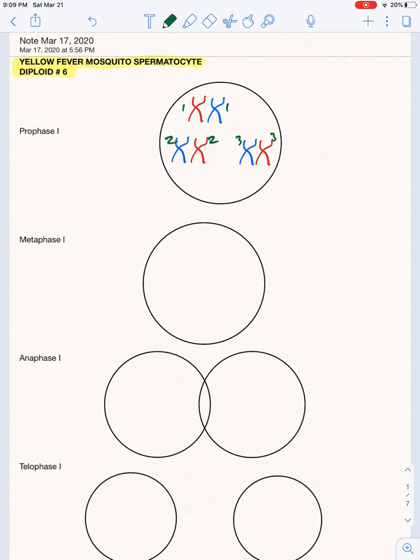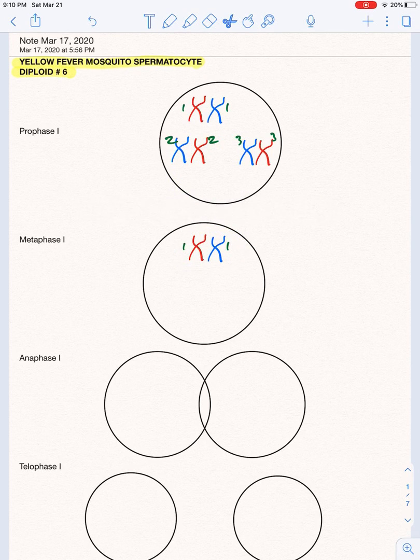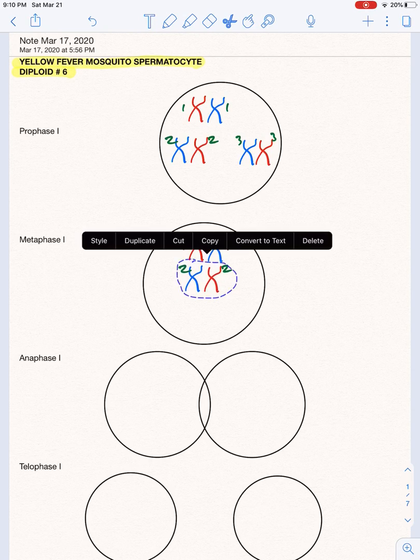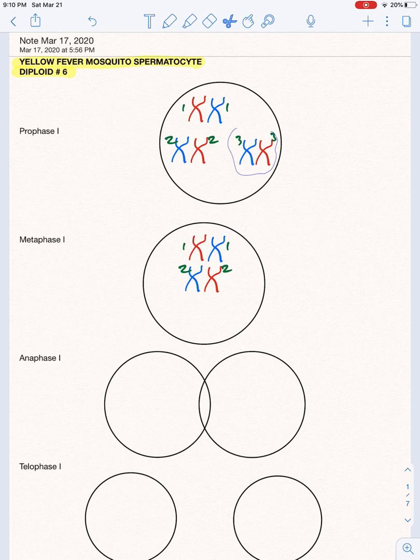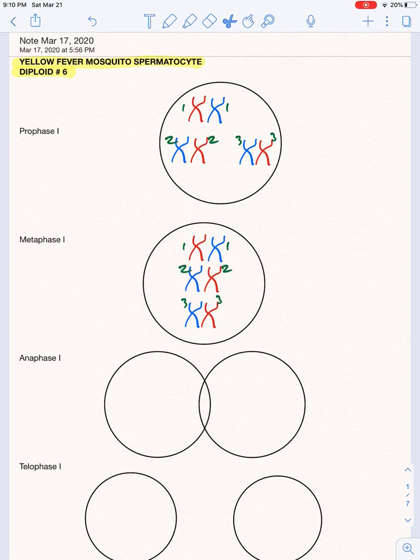And we know in metaphase we are going to be aligning something. In this case, we're going to be aligning homologous chromosome pairs, or tetrads. Okay, real simple. We're going to take chromosome pair number 1. We're going to take chromosome pair number 2, and we're going to take chromosome pair number 3 and align them at the center of the cell. Nice. So they're all set and ready to go.